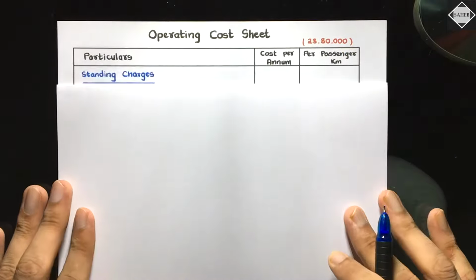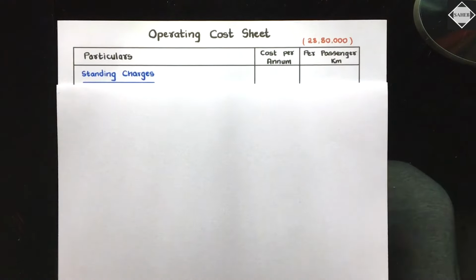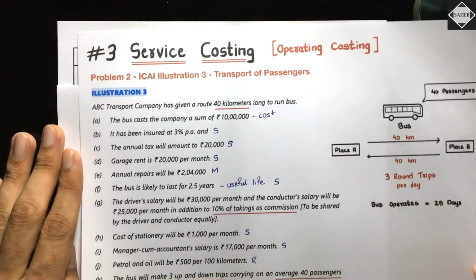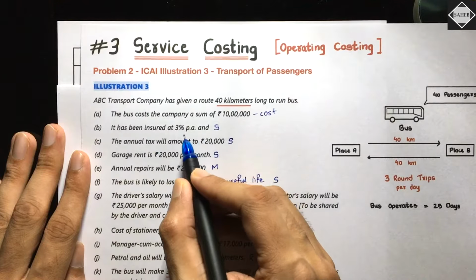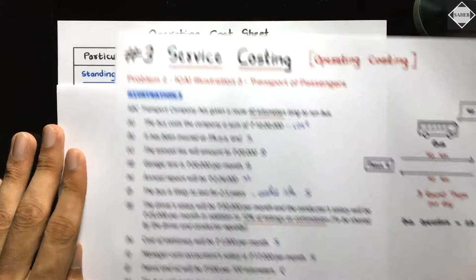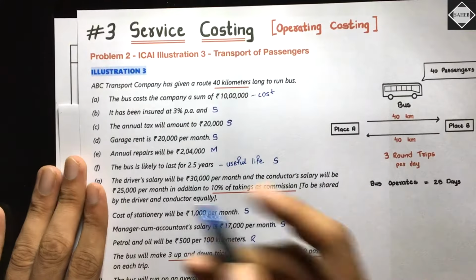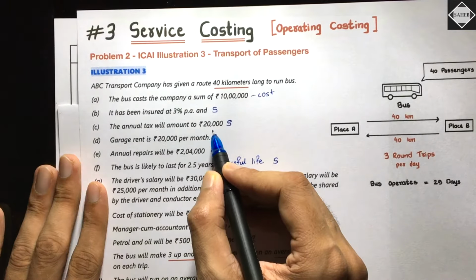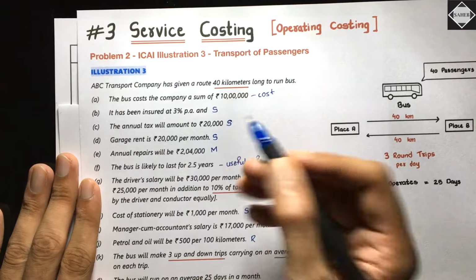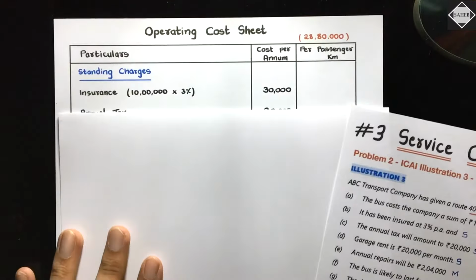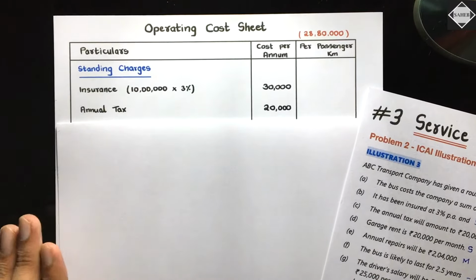So first, standing charges. Just see the question. What all standing charges do you have? See, first, insurance is there. 3% per annum. 3% of 10 lakh is how much? 30,000. Is it clear? Okay. Then next, the annual tax they said it's 20,000. Do we have to multiply by 12? No, it's already on yearly basis. So annual tax 20,000. Is it clear?